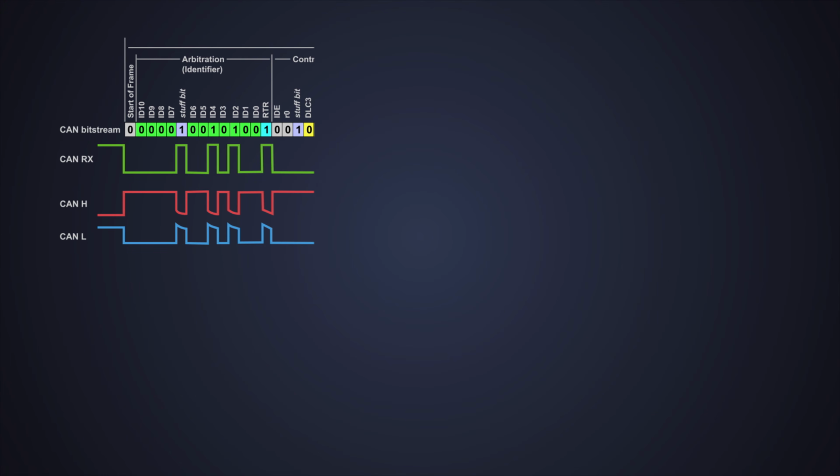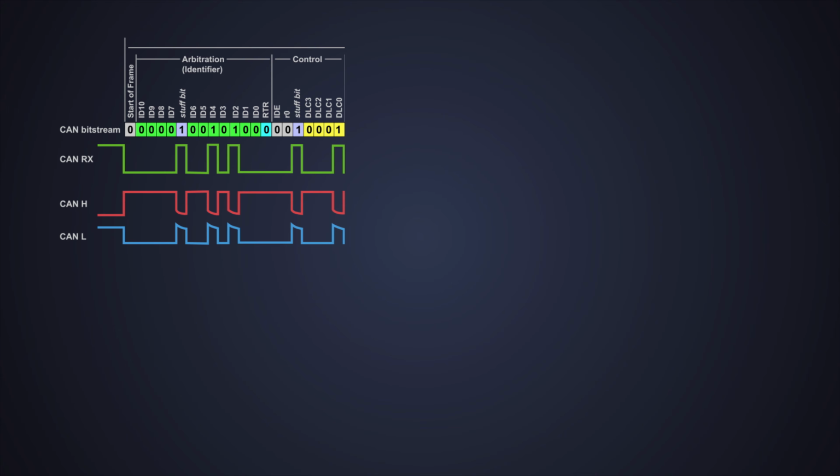After that comes the control field, also known as the check field. It displays a number of items of information contained in the data field. This field allows any receiver to check whether it has received all the information transferred to it. It contains IDE, R0 and DLC.